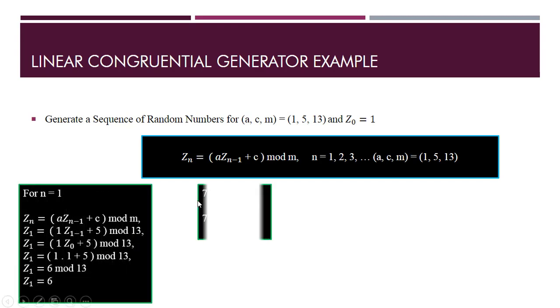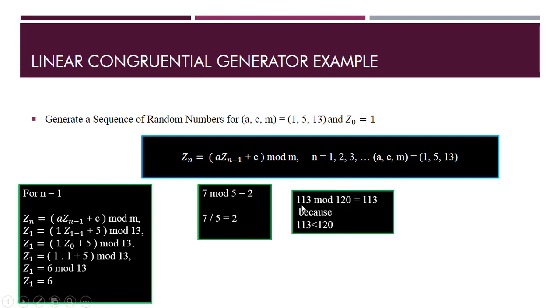First of all, let's see how modulus works. For 7 mod 5, the result is 2. How did we get this? We divide 7 by 5 and the remainder is 2. In this case, 113 mod 120 is equal to 113. Here there is no division because 113 is less than 120.